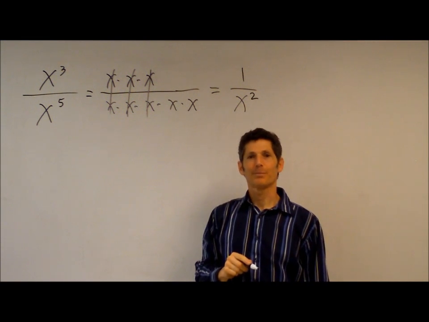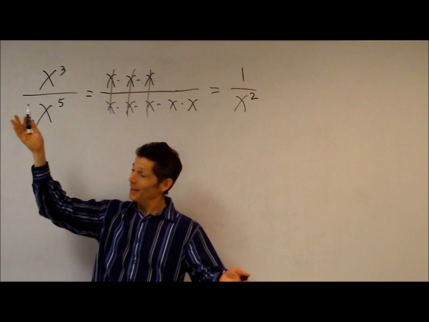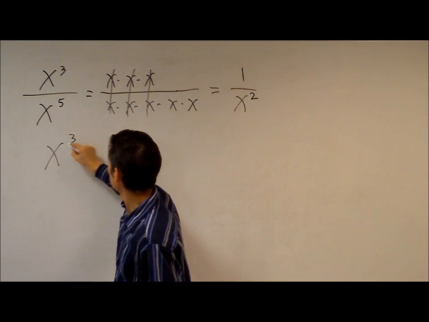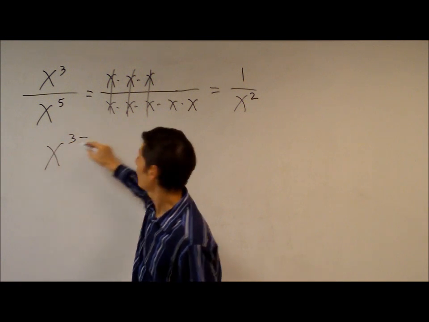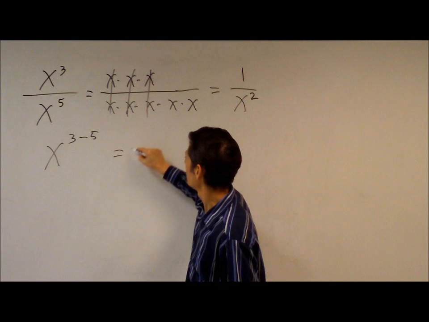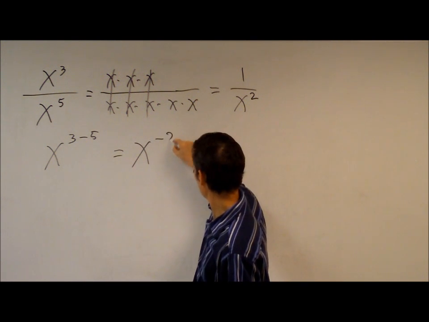I wonder if I can do my same subtraction here. What do you think, Stuart? I think you can. Yeah, math is pretty good that way. So this is really the same thing as saying x to the 3rd minus 5. Well, that gives me x to the negative 2.